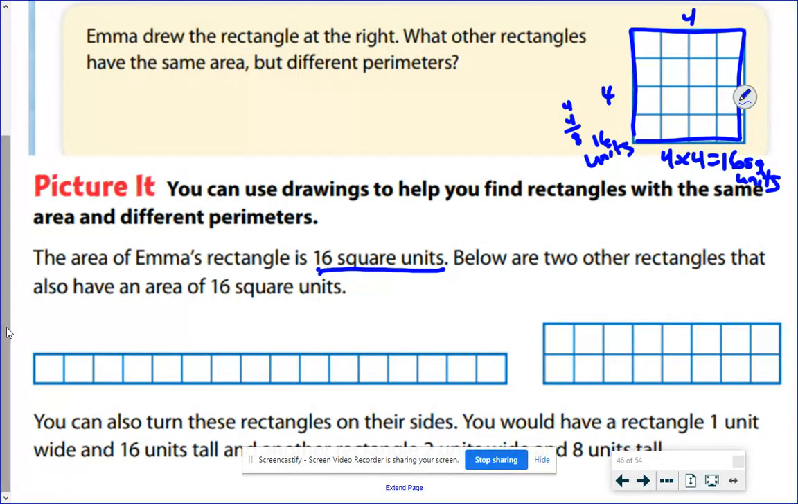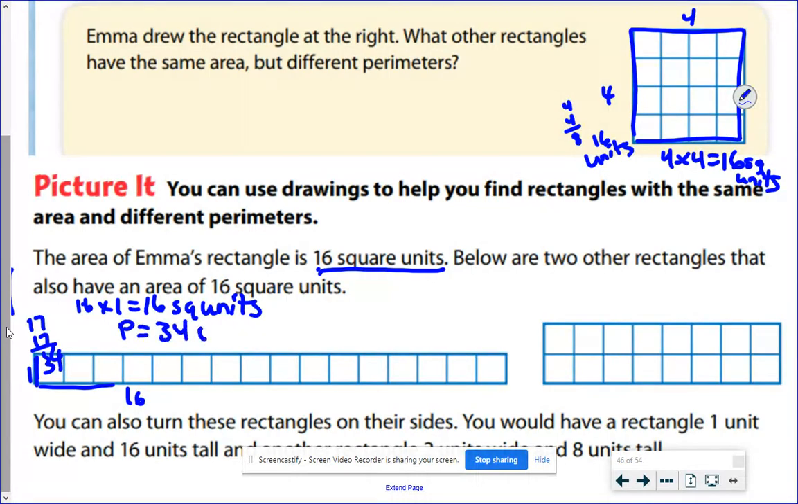And there were other rectangles that were drawn that also have the amount of space inside of 16 square units. This one is 16 long and 1 wide. So that would be 16 times 1 is 16 square units. That's how they came up with that. If we find perimeter, this is 1 unit here and 16 all the way down. So we'd say 1 plus 16 is 17. And then to add the other two sides, we would double that. And so the perimeter of this shape would be 34 units.